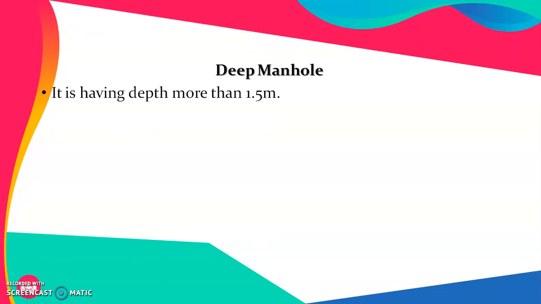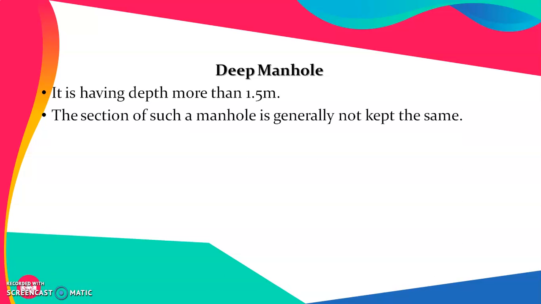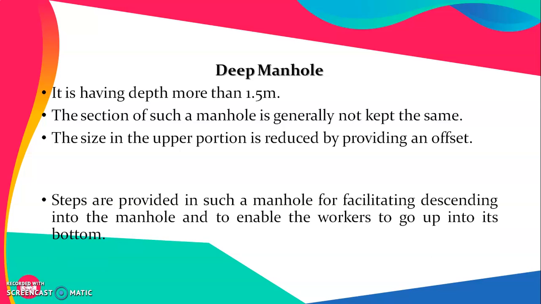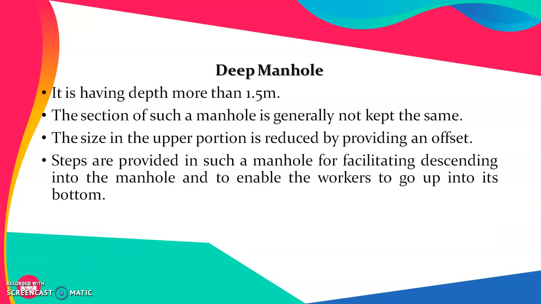Next is the deep manhole. It is a manhole having a depth of more than 1.5 meter. The section of such a manhole is generally not kept the same. It means that the size in the upper portion is smaller as compared to the lower portion, and it generally has an offset at intermediate depths. Steps are provided in such a manhole for facilitating descending into it and to enable the workers to go up to its bottom, which is essential at the time of cleaning and maintenance of such manholes.